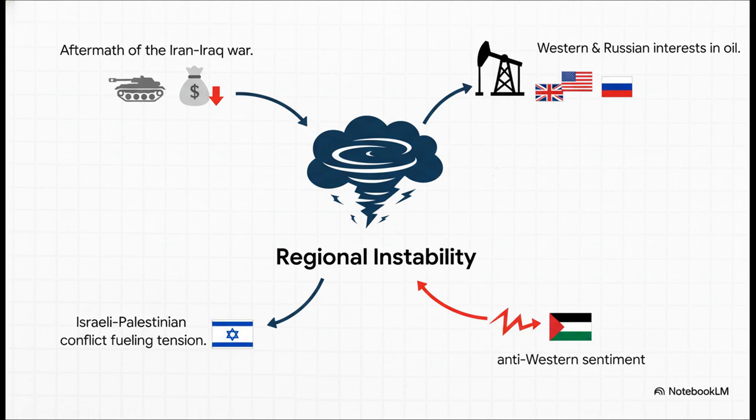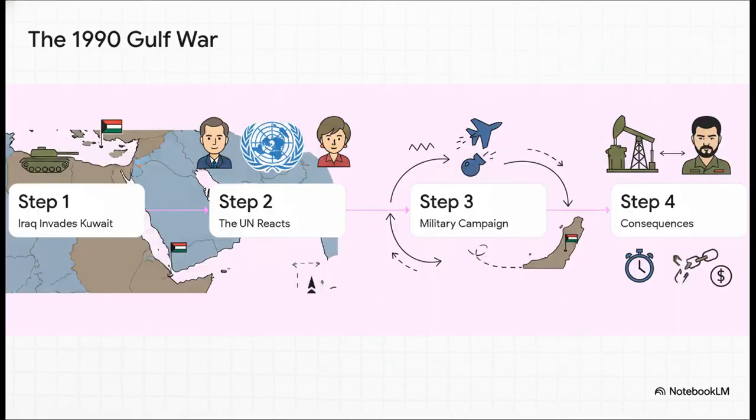I mean, think about it. You've got Iraq, led by Saddam Hussein, with this massive army left over from its war with Iran. But at the same time, it was drowning in debt. That kind of pressure makes a leader do desperate things. Then you've got Western powers and Russia all laser-focused on the region's oil. And on top of all that, the long-running Israeli-Palestinian conflict was stirring up some really deep anti-Western feelings. It was basically a powder keg, just waiting for a spark. And in 1990, that powder keg just exploded.